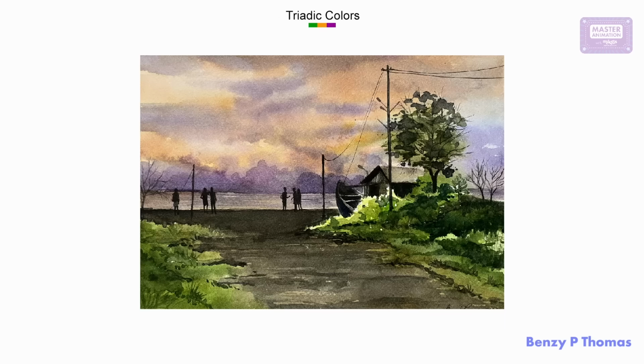Triadic colors. Three colors that are evenly spaced on the color wheel. Triadic color combinations tend to be quite vibrant. In this painting, orange and violet are used in the sky, and the foliage is in green, which is triadic.